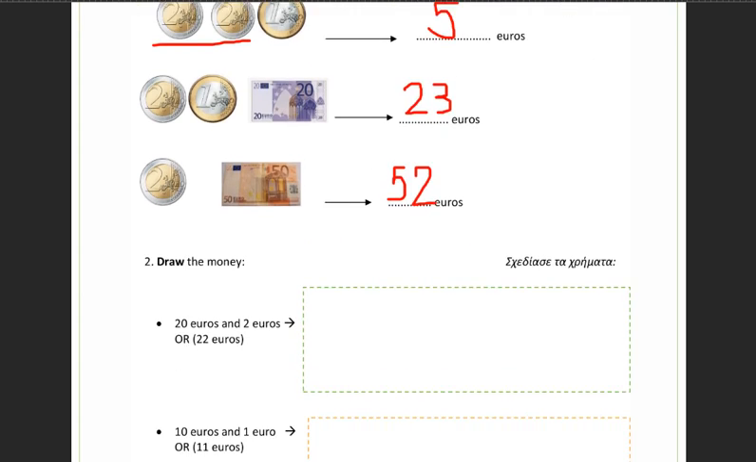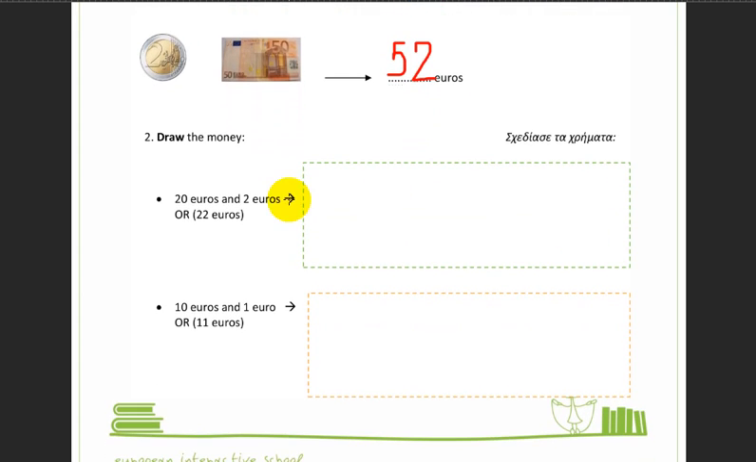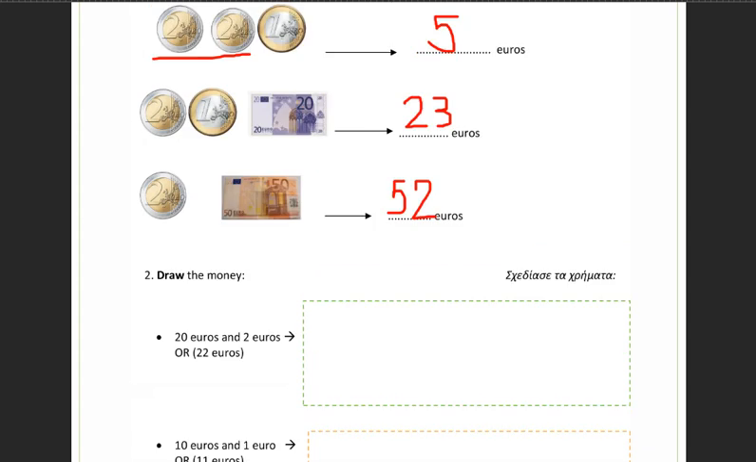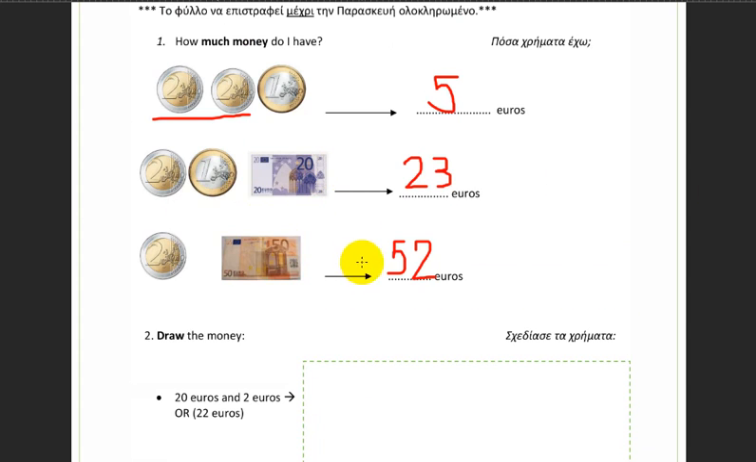Let's go to the next one. Draw the money. Okay, so here it says 20 euros and 2 euros, or 22 euros. Okay, well, you can see some of the notes here, and we can see what we need. Basically, we need a 20 euro bill and a 2 euro coin.